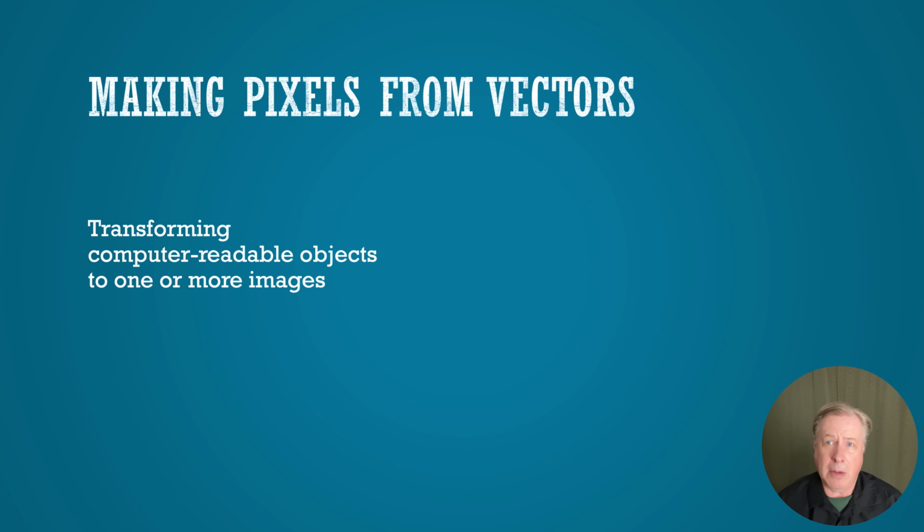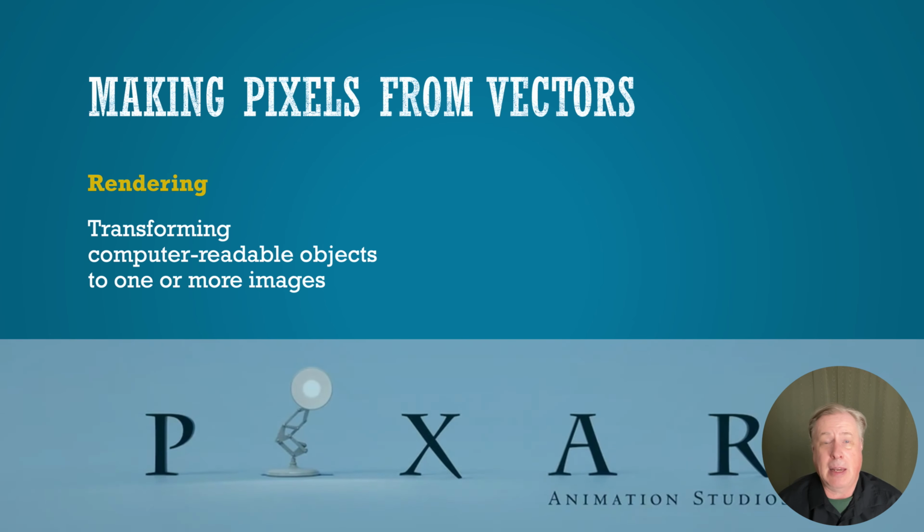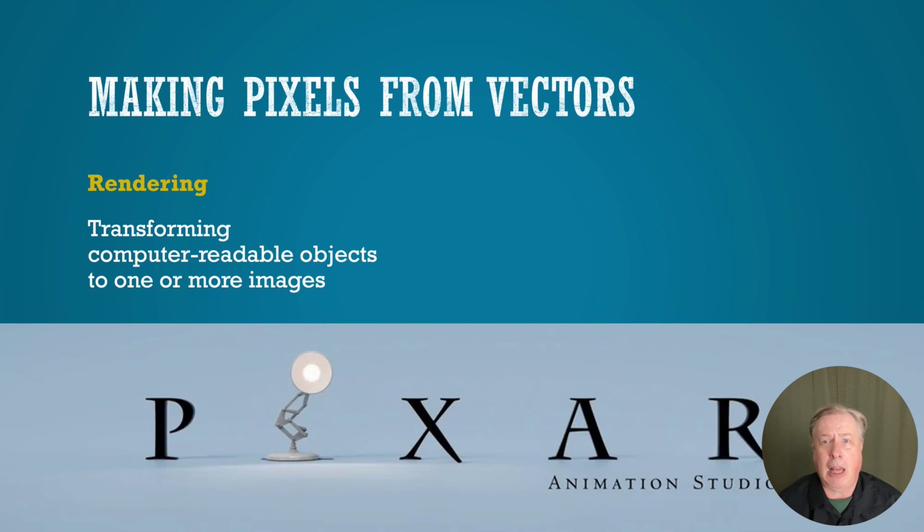Transforming computer-readable objects into one or more images is called rendering. This is the general term. Think of all those Pixar movies. They take multiple 3D objects, apply pixel-based textures to each one, and then create lighting effects to ensure they appear to belong in the same space. That requires a significant amount of computing power. A single computer takes a day to render a single frame of animation. Obviously, Pixar can afford more than one computer.